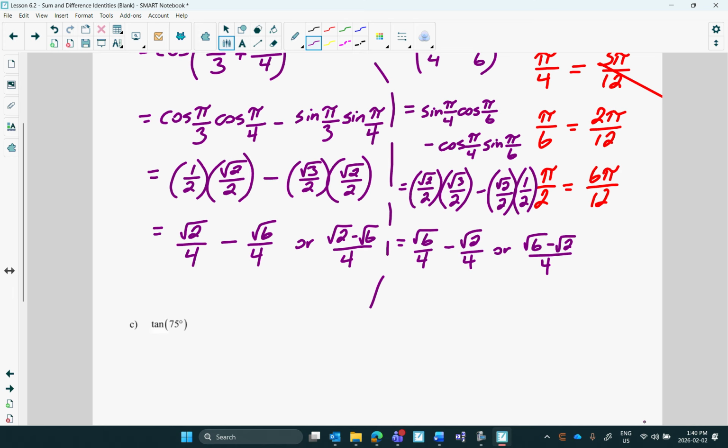But notice, this is a pretty common one that you see on exams, a question like this. It was just on the January exam, the one that was written last week. There was one like this. No, you can't subtract radicals like that.